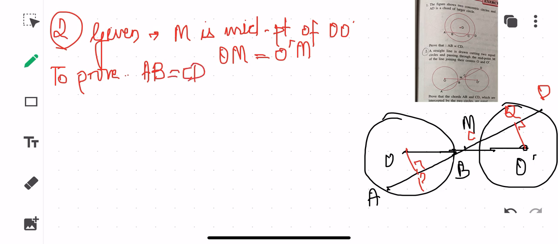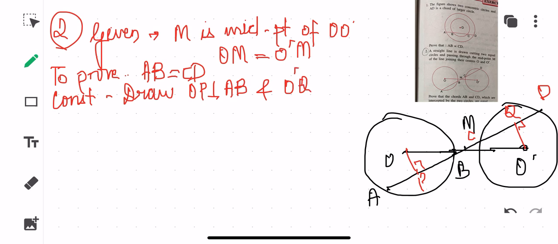Then you will be writing the construction part. So in construction, write down, draw OP perpendicular to AB and O dash Q perpendicular to CD. Okay, so now your proof is going to start.